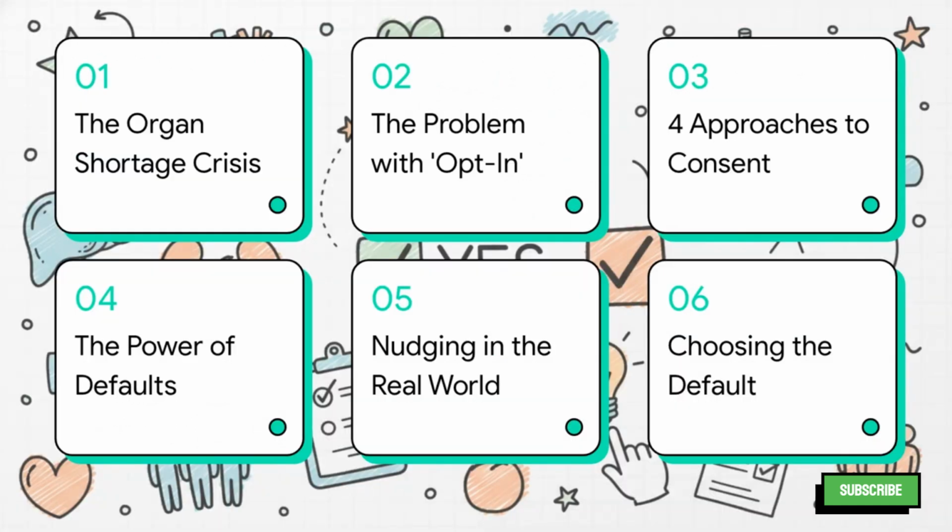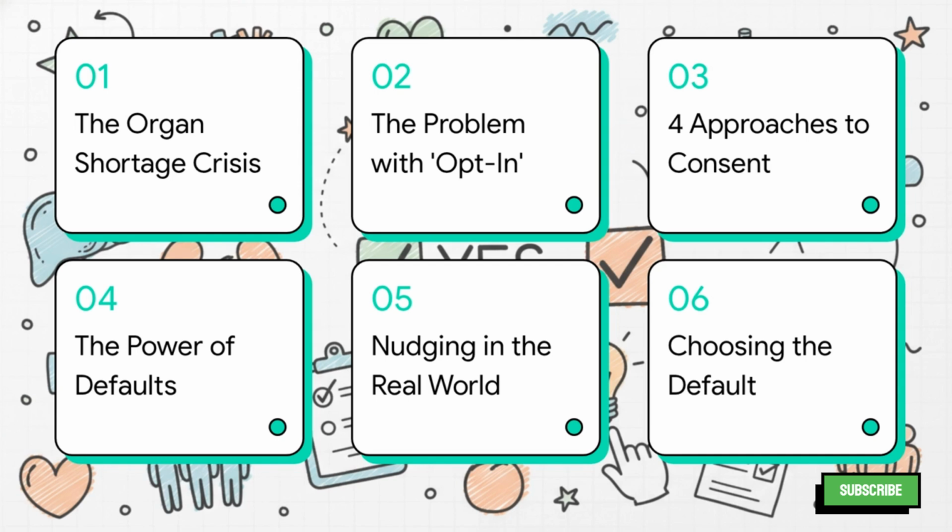So, here's our game plan. First, we'll look at the crisis itself. Then, we'll dig into what's wrong with the current opt-in system. After that, we'll explore 4 different ways to approach this, look at the surprising data behind them, see how it's working in the real world, and then wrap up.